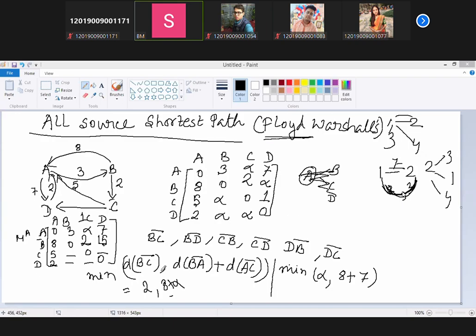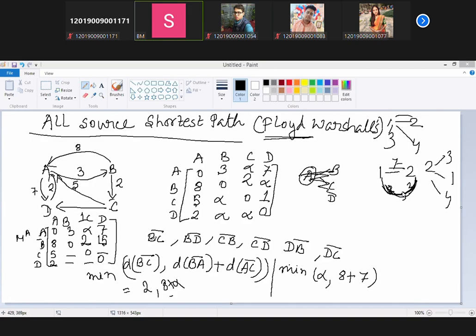Once you have done that, you will get these blank spaces. These distances you have to calculate. If the calculated distance is smaller than the distance already here, that will be taken. Or if the distance already here is smaller, then you take that.